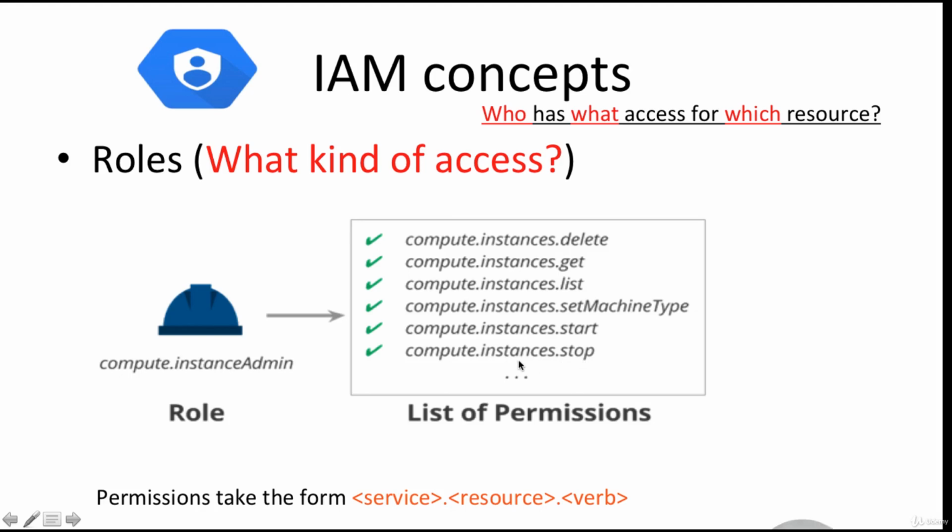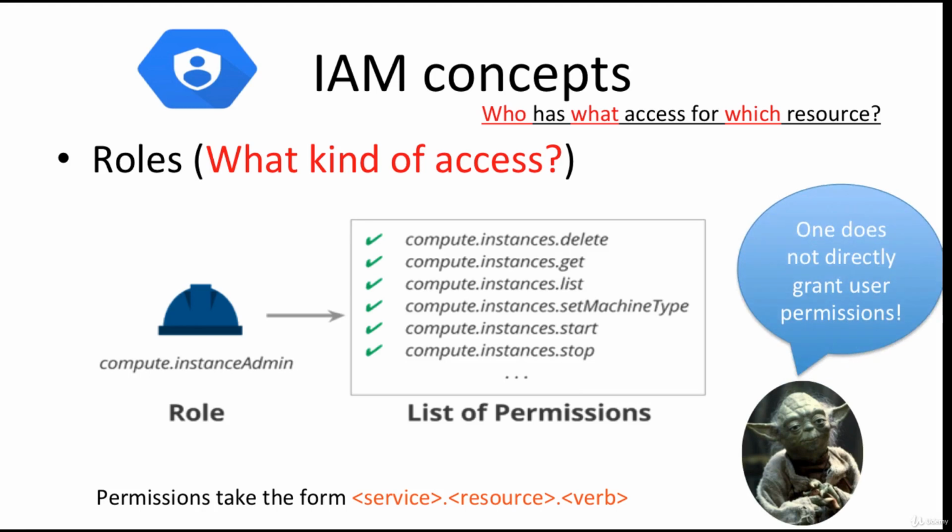Now Yoda has got another piece of advice for you. You do not directly grant user permission, which means if you have a user Bob, then you can't pick some permission from here and assign it to user Bob. What you can do instead is assign that role to user Bob.